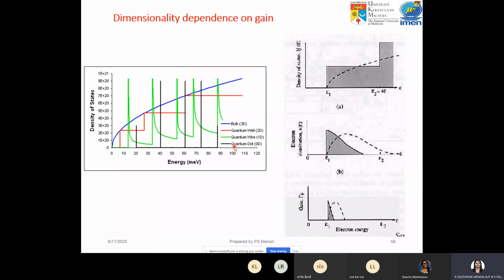But what happens when you use quantum dots? You can see the energy is very discrete: 20, 40, 60, 70. It does not change like the blue color. It's very hard to control the amount of energy that you want. So that's why quantum dots, quantum wire, and quantum well are very interesting for device engineering, because you can control the energy. When you can control the energy, you can control the wavelength.